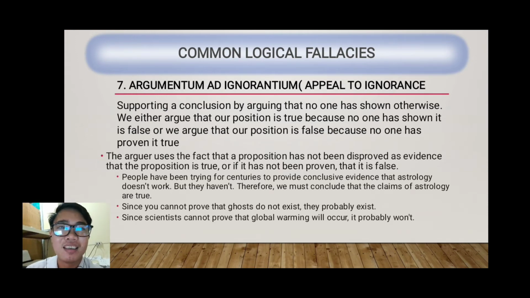The arguer uses the fact that a proposition has not been disproved as evidence that the proposition is true, or if it has not been proven that it is false. Dahil ba hindi na-prove na mali ka, tama na yung sasabi mo? Okay. People have been trying for centuries to provide conclusive evidence that astrology doesn't work, but they haven't. Therefore, we must conclude that the claims of astrology are true. Take a look at that statement. They're making you ignorant.